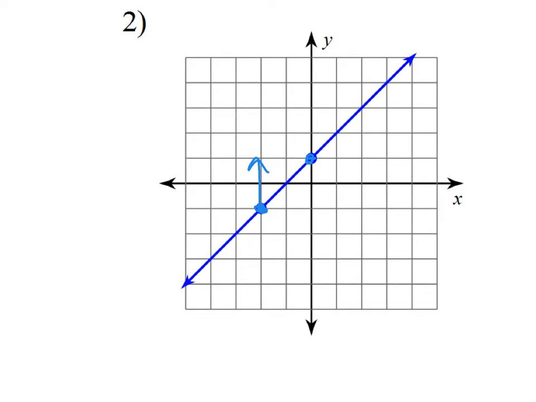If I'm going up on the y-axis, that's positive. And there's 2 boxes: 1, 2. Then I'm going to go to the right 2 boxes. So that's also 2. Positive 2 over positive 2 is 1. So the slope of that is 1.